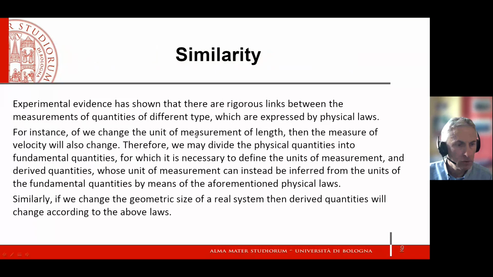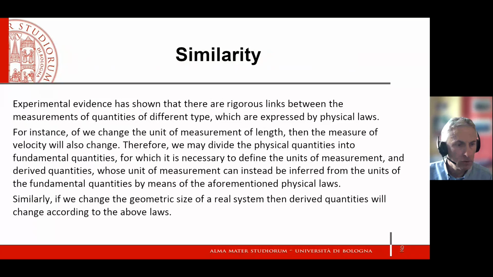Okay, so now how to identify this dimensionless quantity? First of all, let's say that experimental evidence has demonstrated that there are rigorous links between the measurement of quantities of different type, which means in physics, there are rigorous links between the measurements of distance and velocity. And these links are expressed by physical laws.